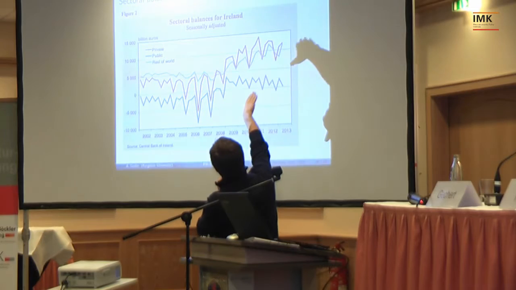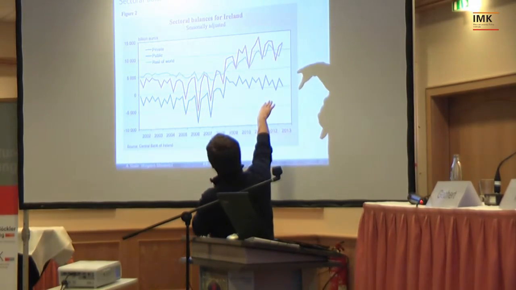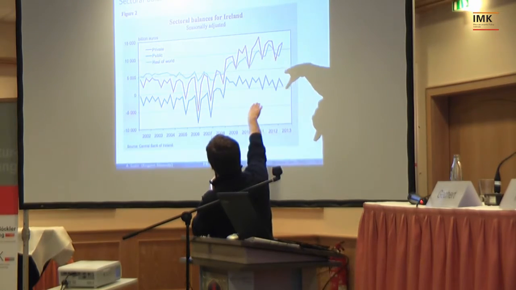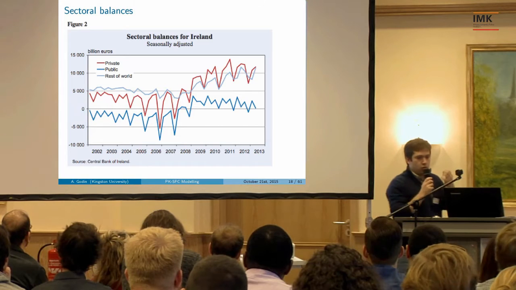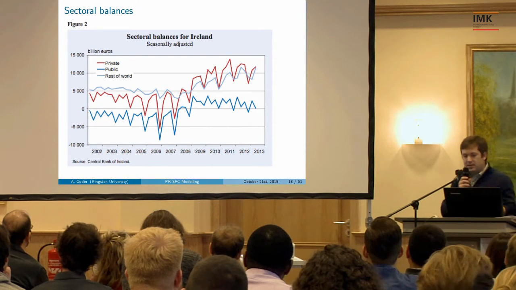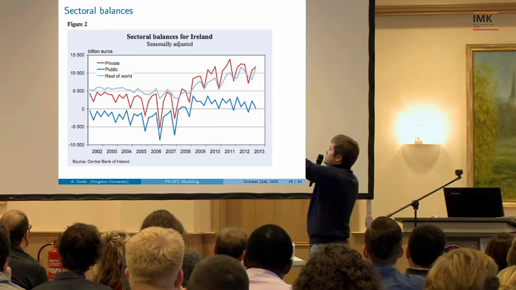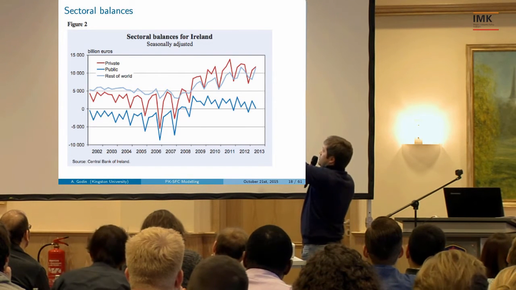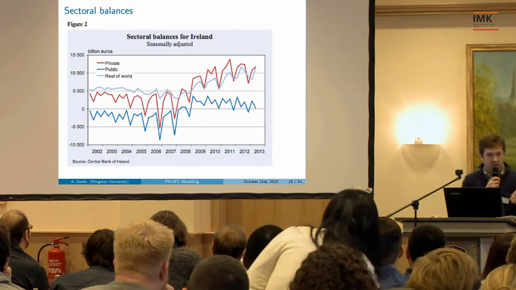Anyway, what you see nonetheless is that the private sector and the rest of the world are somewhat going upwards, so saving, and the public sector is somewhat dissaving. So you understand here that basically the reason why the government doesn't have to go too much into deficit is because the rest of the world is allowing it.